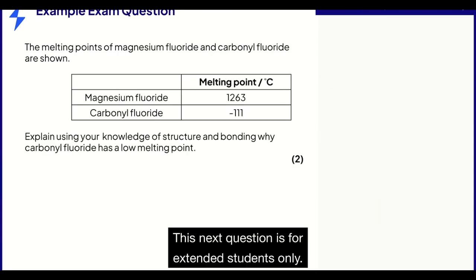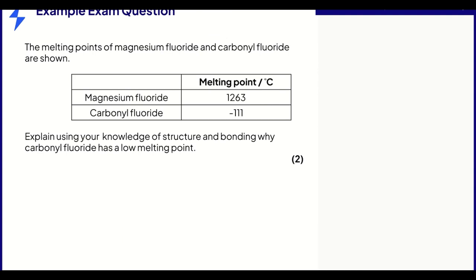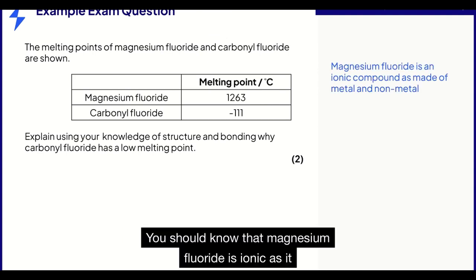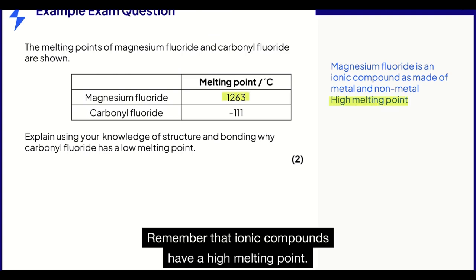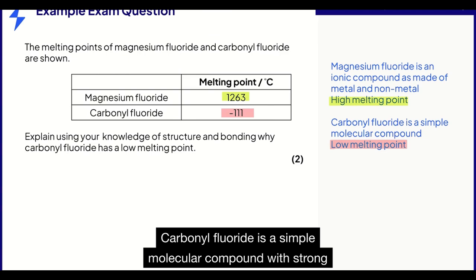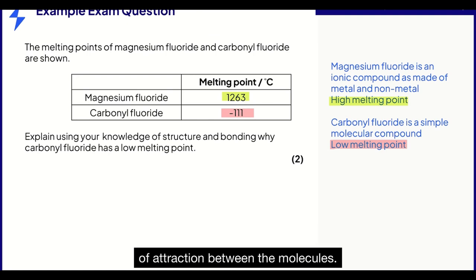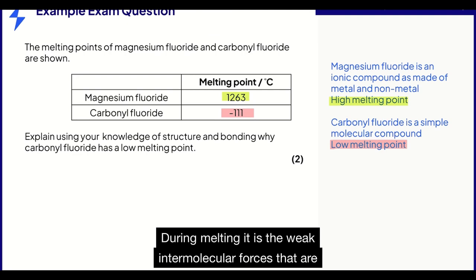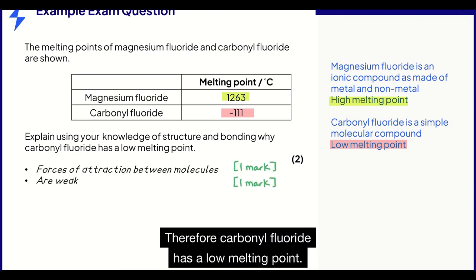This next question is for extended students only. You are given 2 different compounds, magnesium fluoride and carbonyl fluoride. You should know that magnesium fluoride is ionic, as it contains a metal and non-metal. Remember that ionic compounds have a high melting point. Carbonyl fluoride is a simple molecular compound with strong covalent bonds between the atoms within a molecule, but weak forces of attraction between the molecules. During melting, it is the weak intermolecular forces that are overcome, not the strong covalent bonds. Therefore, carbonyl fluoride has a low melting point.